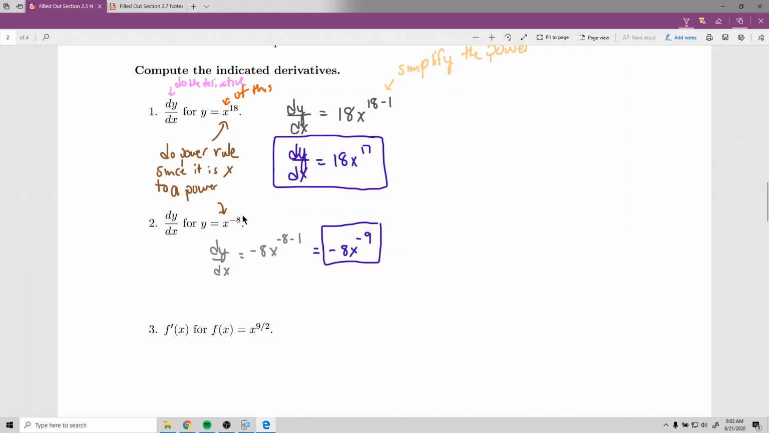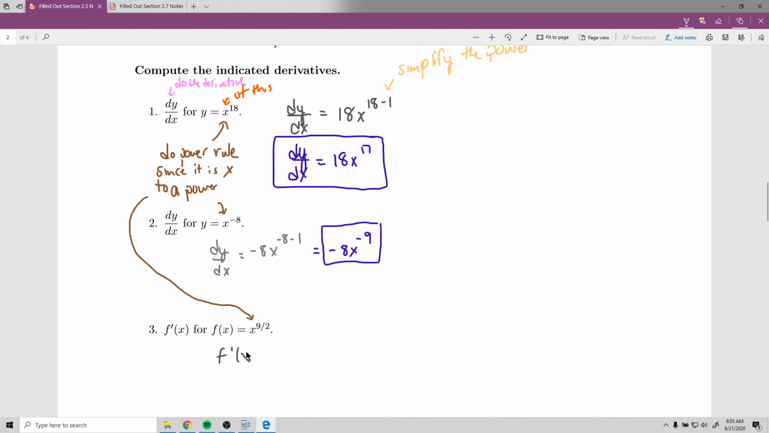Right. Number 3 here, just a different notation to bring in both. We have f prime of x, do the derivative of the function f of x equals x to the 9/2. And once again, it's just x to a power, so the only thing you have is the power rule. You'll never have anything else. Let's go ahead and work this out.